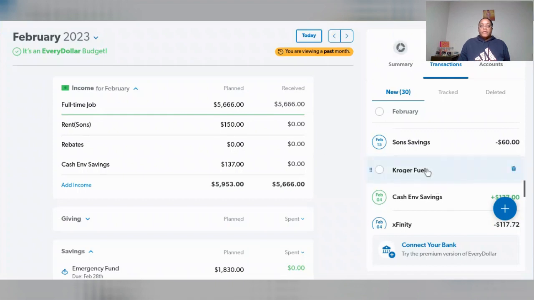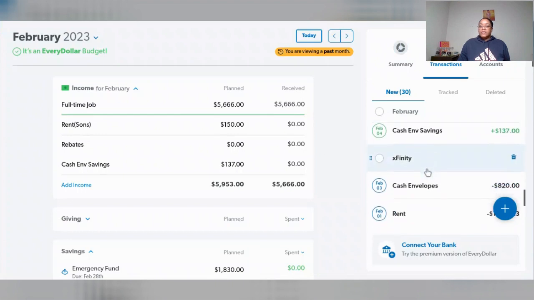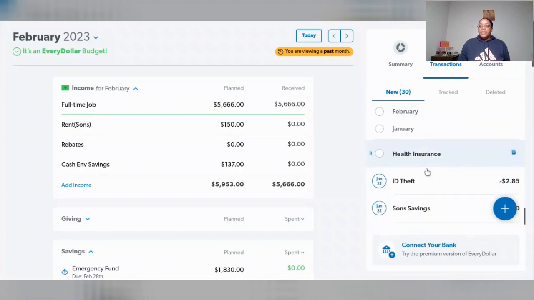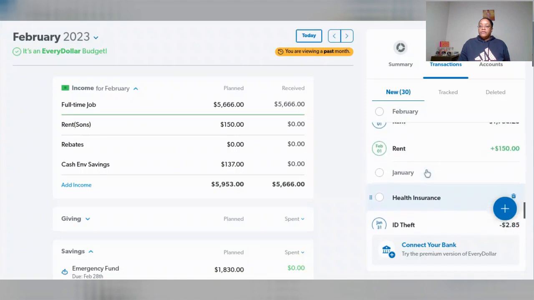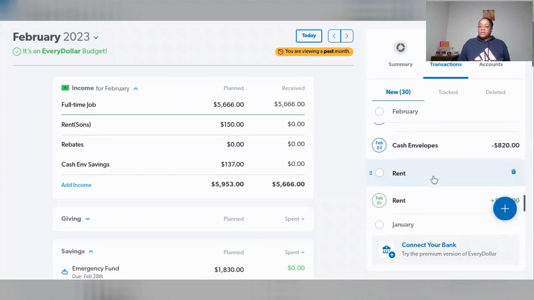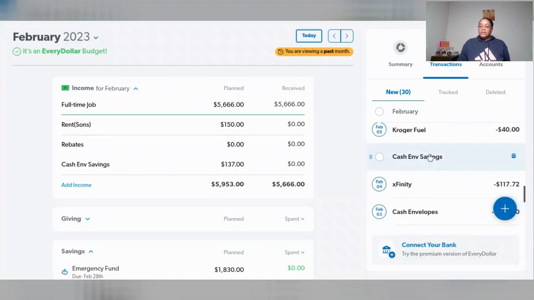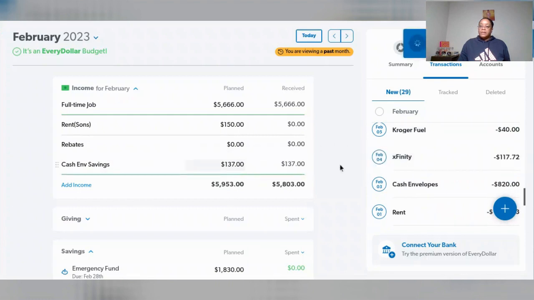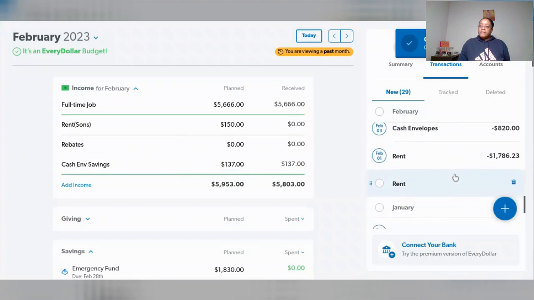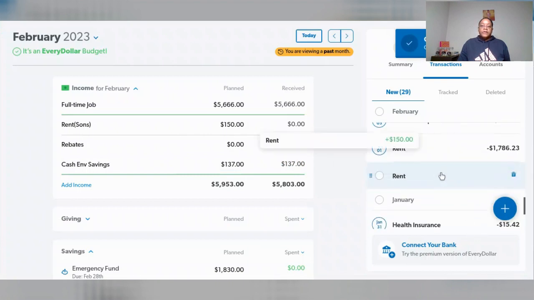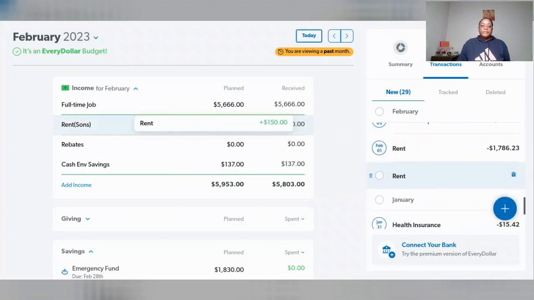And so for my full-time job, my total for the month was $56.66, $28.33 per paycheck. And now I am looking for my cash envelopes, the savings for 137. I'm going to drop that into that bucket. And let's see if I created one for the 150 in rent for February.